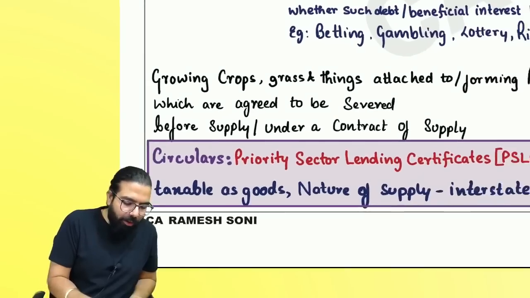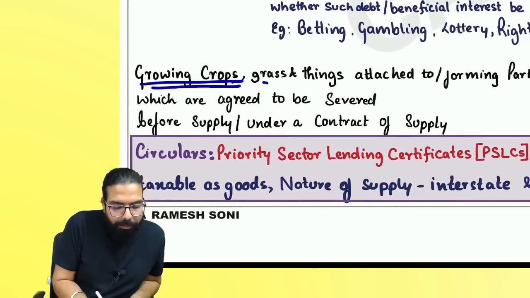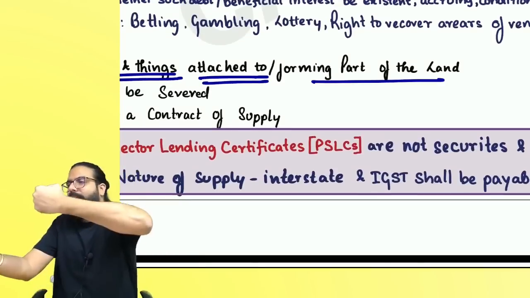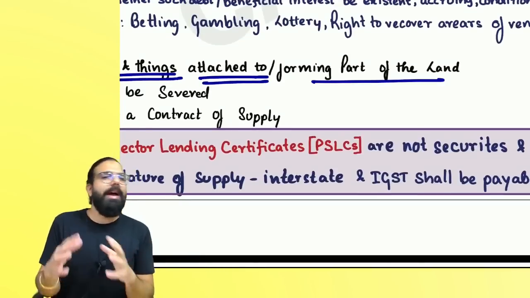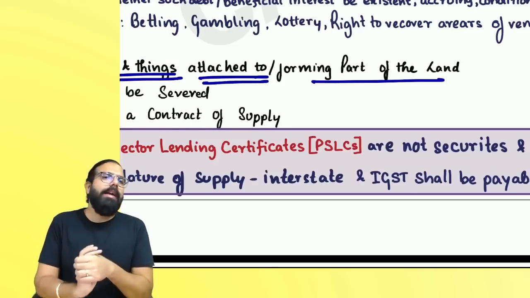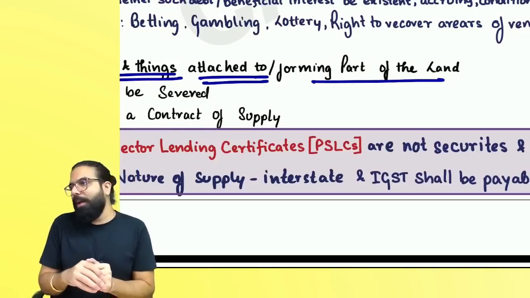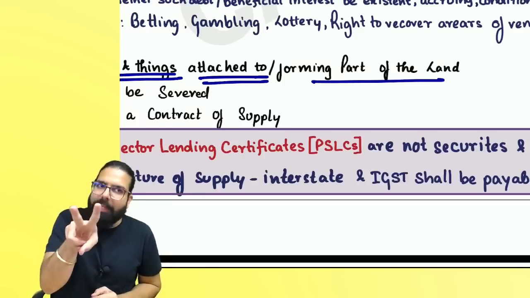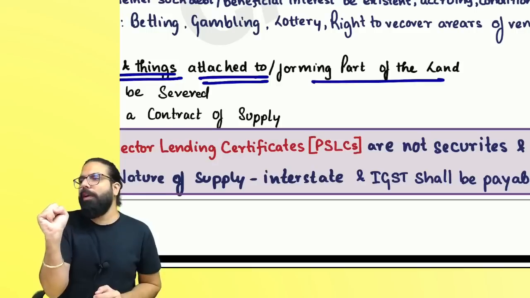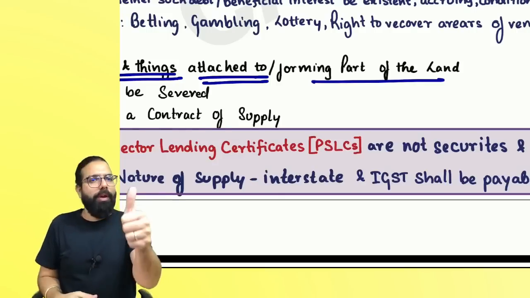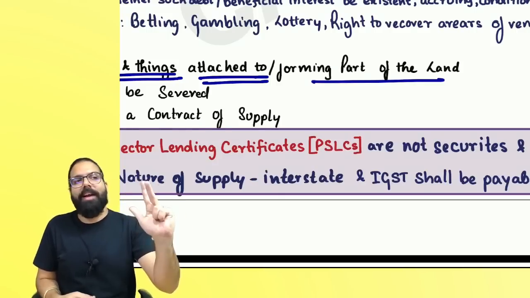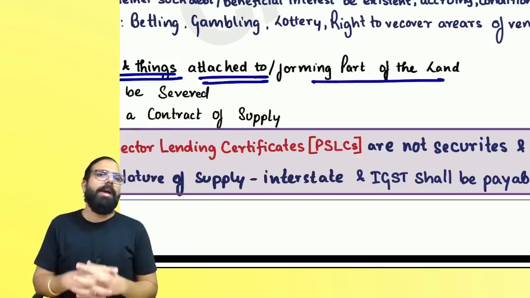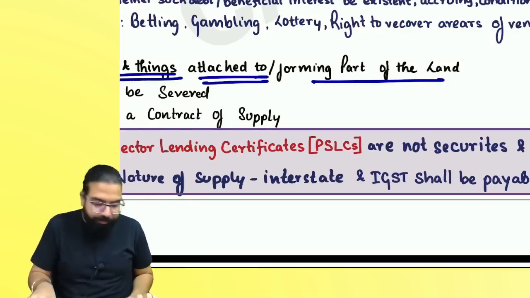Then we learned that growing crops, grass, and things attached to or forming part of the land which are agreed to be severed before supply or under a contract of supply are also goods. Are we clear, everyone? So goods means every kind of movable property other than money and securities, but includes actionable claim, growing crops, grass, things attached to or forming part of the land which are agreed to be severed before supply or under a contract of supply.